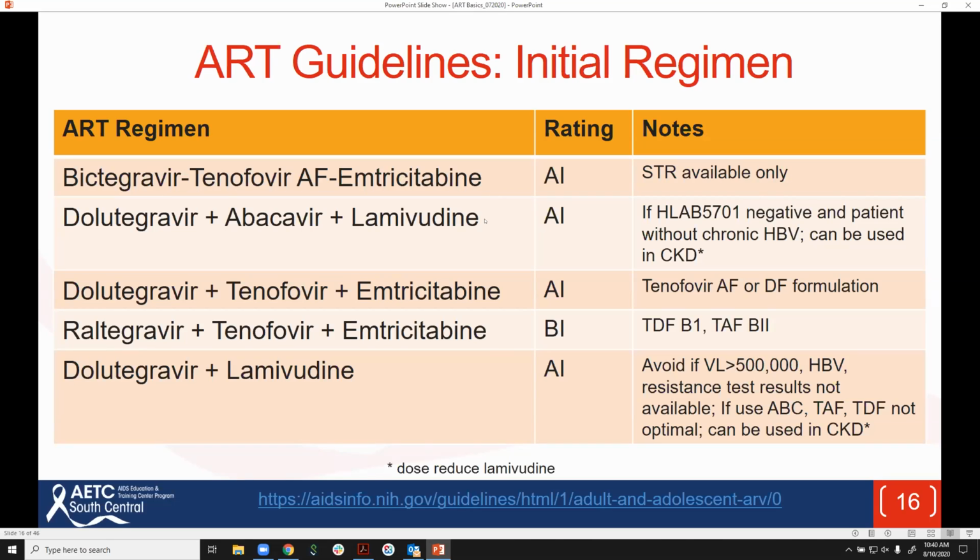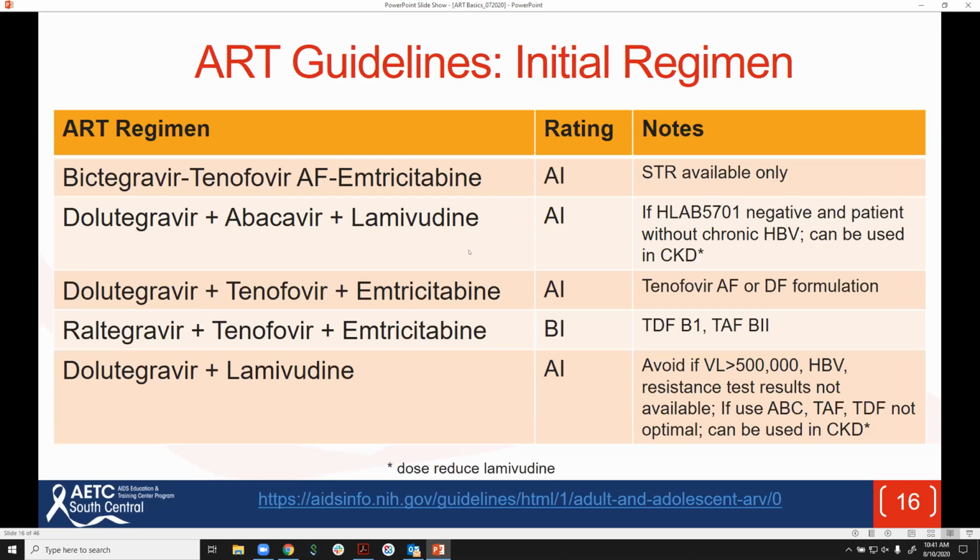So emtricitabine and lamivudine, I think of them as fraternal twins. So basically they act in the same way, so we would never use them together, but they are interchangeable. You'll see one associated with another medication due to basically drug companies and how they're formulated, but emtricitabine and lamivudine, essentially think of them as the same.